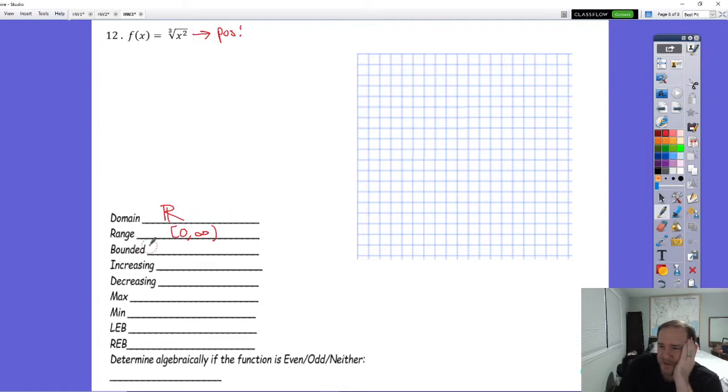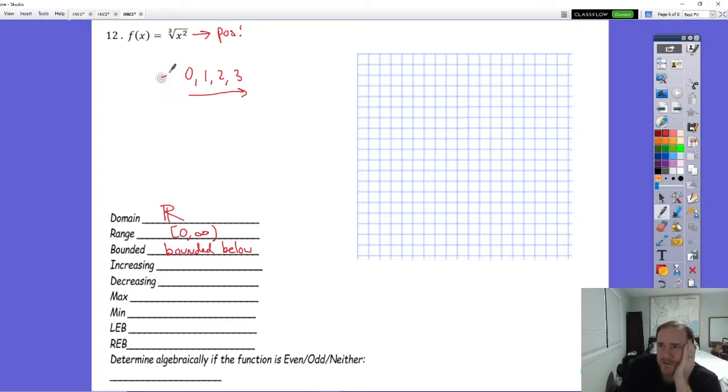For boundedness, this also implies we have no upper limit, but we clearly have a lower limit at 0, so we should be bounded below. Increasing, decreasing, I don't know. Let's see. Starting at 0 and going to 1, 2, 3. As the x's increase, what are my outputs doing? Well, we're getting bigger and bigger radicands, so the cube roots should be getting bigger and bigger. So it definitely seems like we're increasing.